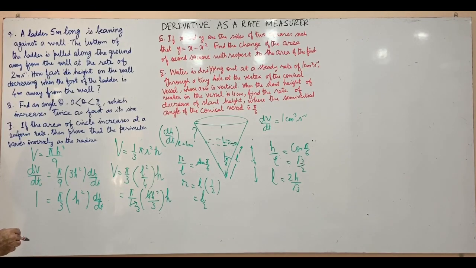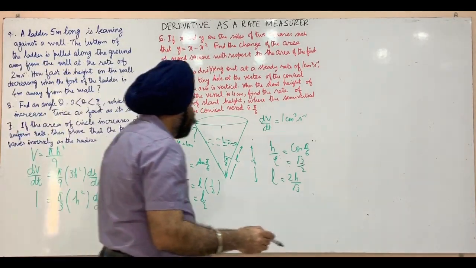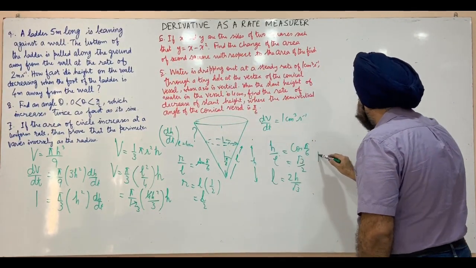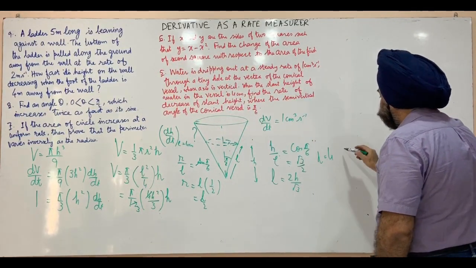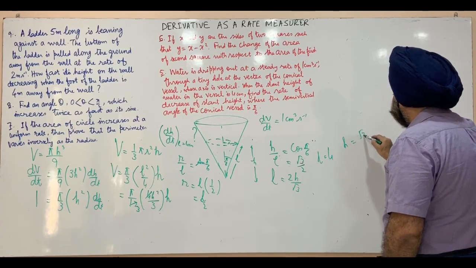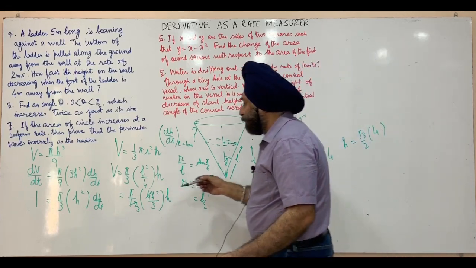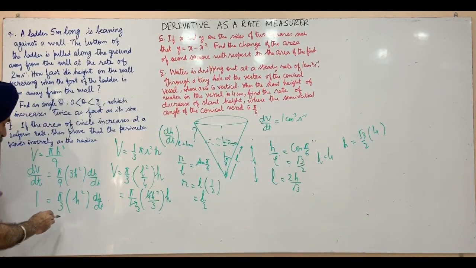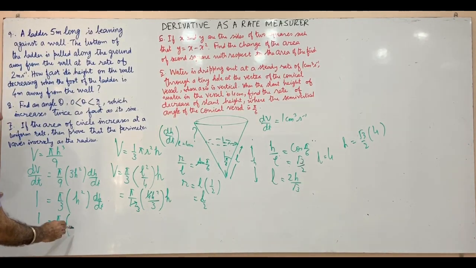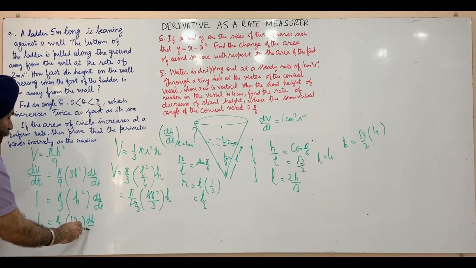So we are given slant height. Slant height is 4. So L is 4. We can find out h. h is root 3 by 2 into L, L which is 4. We substitute this value here. This will be 1 equal to pi by 3 into h square. h square is, this is 2 root 3, so 4 into 3, this will be 12 into dh by dt.